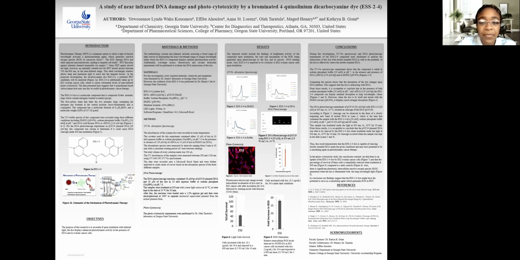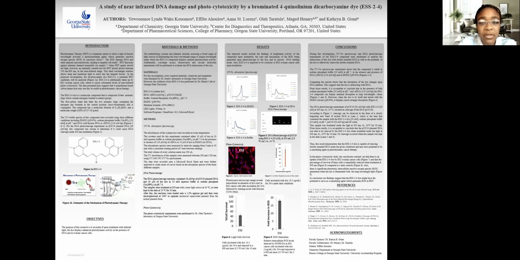in cancerous cells. Here I work on a specific dicarbocyanine dye named ESS24. ESS24 has demonstrated through its characteristics that it could be a potential candidate for PDT. It is also taken up by ES2 ovarian cancer cells and causes a substantial level of near-infrared photocytotoxicity.